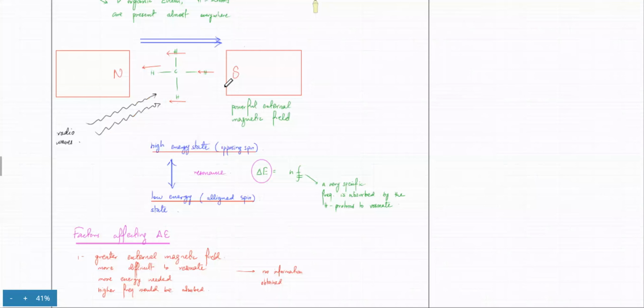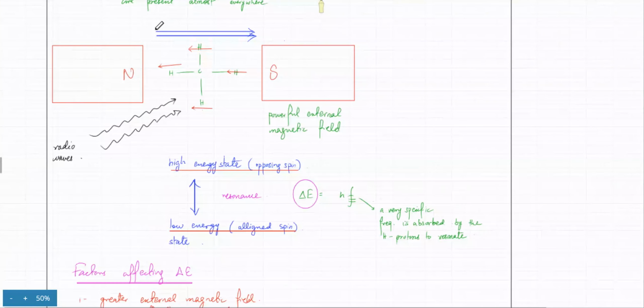If the magnetic field is very strong, like these blue lines over here, then it would be very hard for the protons to go into opposing spin. It would be very hard for them to resonate. The energy required would be a lot, and the frequency absorbed would be very high.